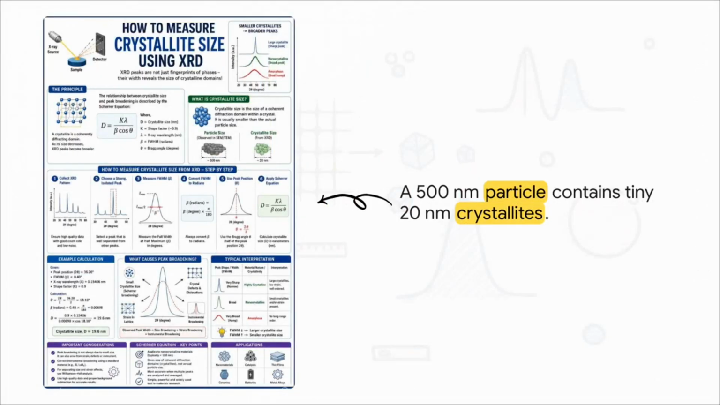To picture this, imagine a massive 500 nanometer particle. Under a microscope, it just looks like one big solid gray chunk. But inside, that same 500 nanometer particle might actually be made up of dozens of much smaller, highly ordered blocks. Those individual blocks are the crystallites, the coherently diffracting domains. And they might be tiny, like just 20 nanometers across. So as the crystallite size shrinks, those XRD peaks get broader. Remember, XRD is measuring those tiny internal blocks, not the giant chunk they make up.